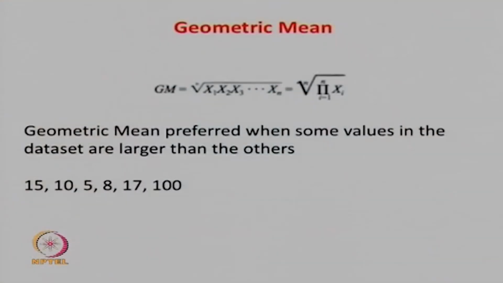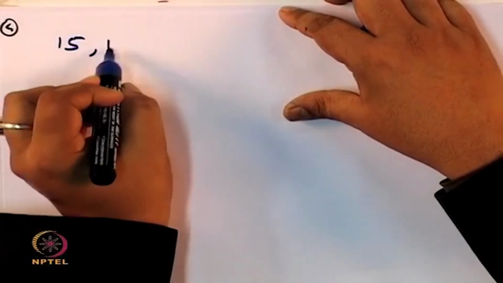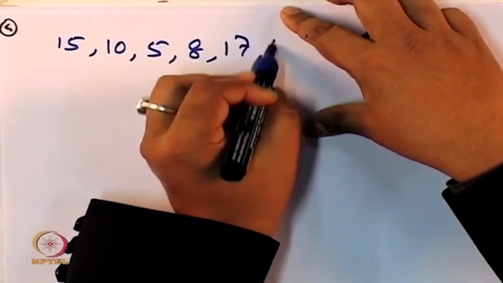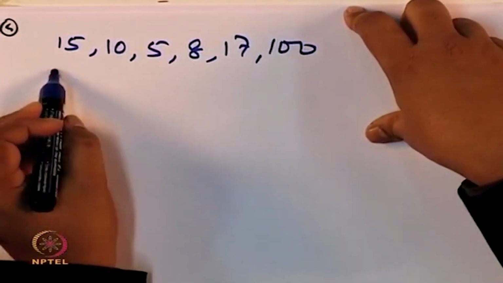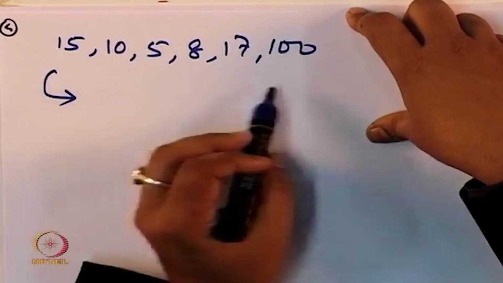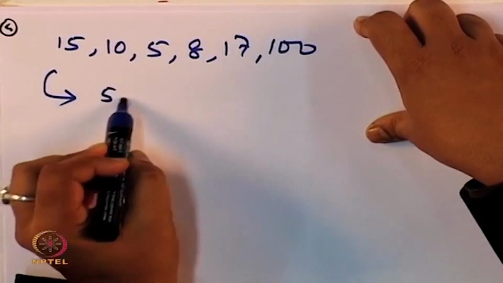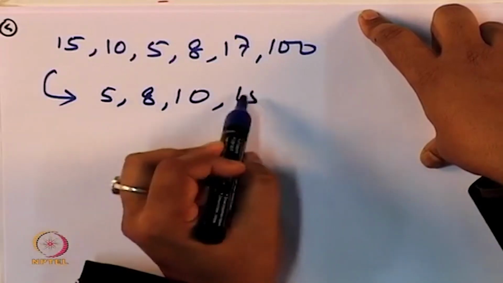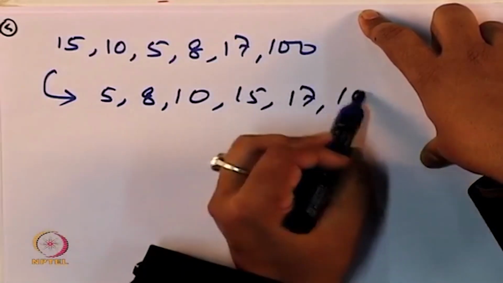Now, let us take an example and see what this rule does. So, imagine you have a data set as follows, which is 15, 10, 5, 8, 17, 100. So, my numbers are 15, 10, 5, 8, 17, 100. Okay. So, if I were to sort these numbers and put them next to each other in ascending order, I have 5, 8, 10, 15, 17, 100.